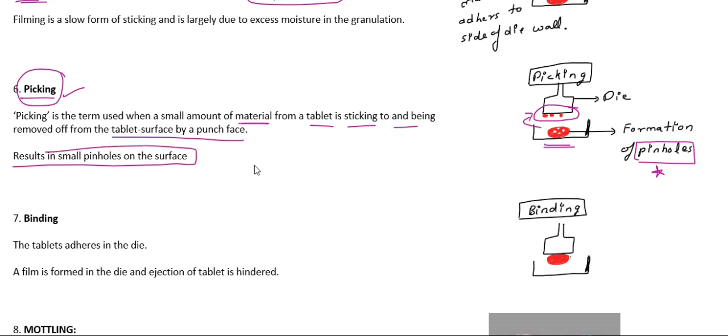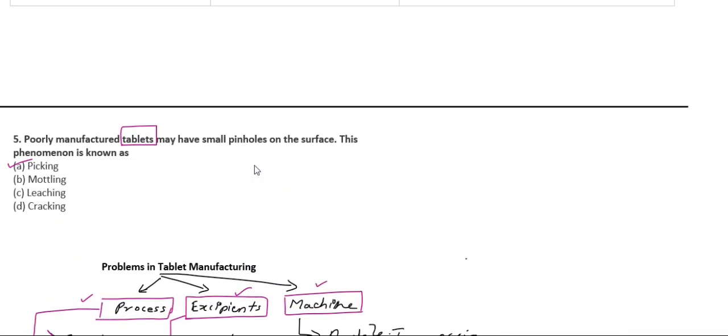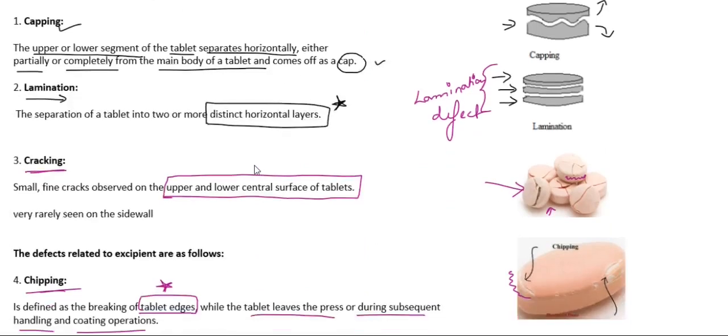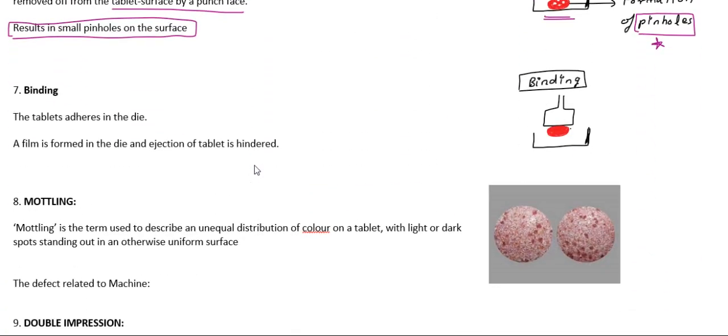That was a question asked in this competitive exam, right? So let's see that question once again. Poorly manufactured tablet may have small pinholes on the surface. This is because of the picking defect, right? So next is binding. So what do you mean by binding? The tablet will adhere to the die and it just moves away from that surface. So as you can see here, the tablet is now attached to the die. This is what is called binding.